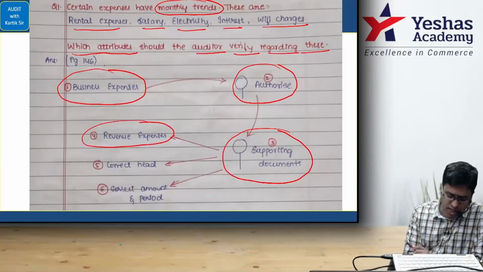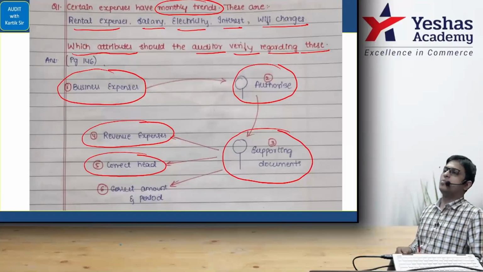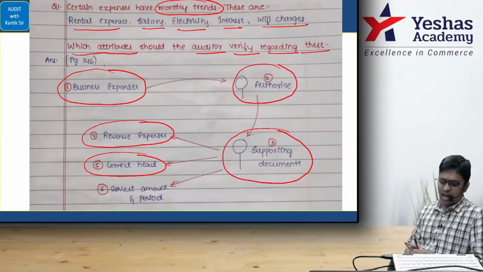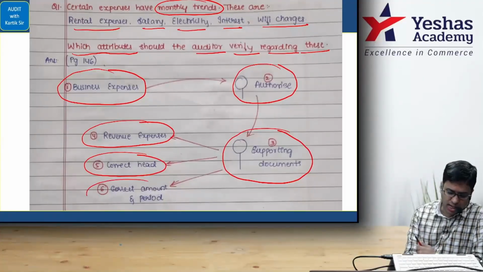Next, we should check whether it is given in the correct head. Tell me this: if bonus is paid to the staff, should it come under employee benefit or under factory cost? That is called correct head, and that is what we are checking here. Last point, we'll check whether the amount is correct and the period is correct.